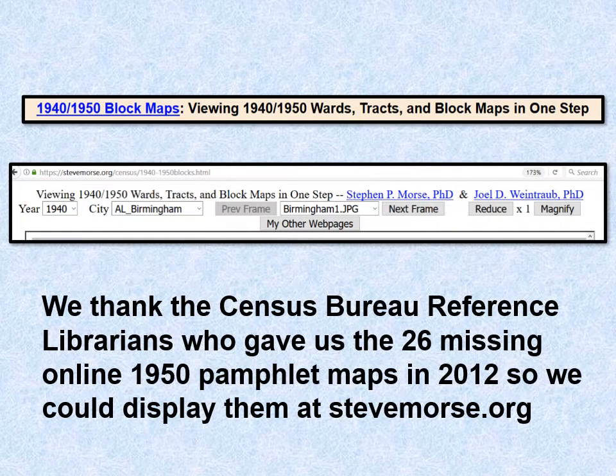Now, when I went through all the pamphlets, I found out that 26 were missing maps. Some of them only a single map, some of them had no maps. So I wrote the Census Bureau reference librarians, and they supplied me with all the missing maps that we put as a separate utility at the stevemorse.org website. So what you would do is change the year to 1950, and you can get all the maps in one place, including the ones that are missing from the actual Census Bureau website.